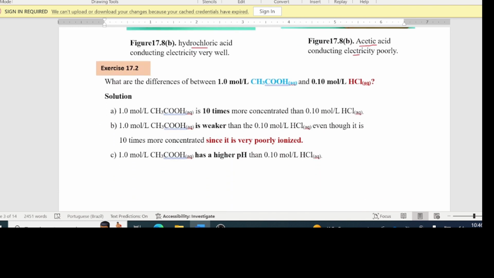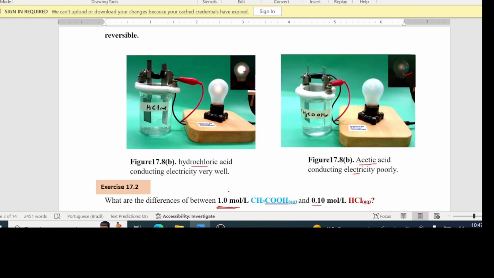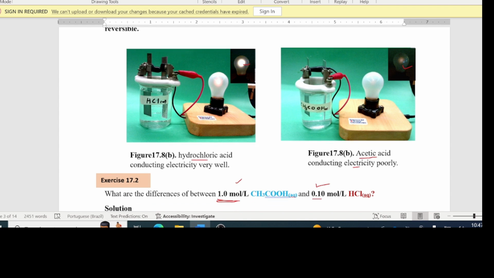So this is a little quiz I give my students here. What are the differences between 1 mole per liter acetic acid, or ethanoic acid, or vinegar acid, as you call it, and 0.1 mole per liter HCl? What are some of the differences? First of all, in terms of molarity, in terms of its concentration, acetic acid here will be 10 times more concentrated than HCl. Even though this is 10 times as concentrated as HCl, it still remains a weak acid because it is poorly ionized. All right? What else can you say?